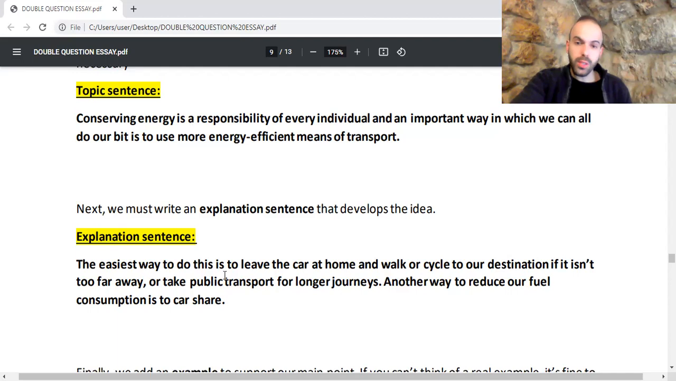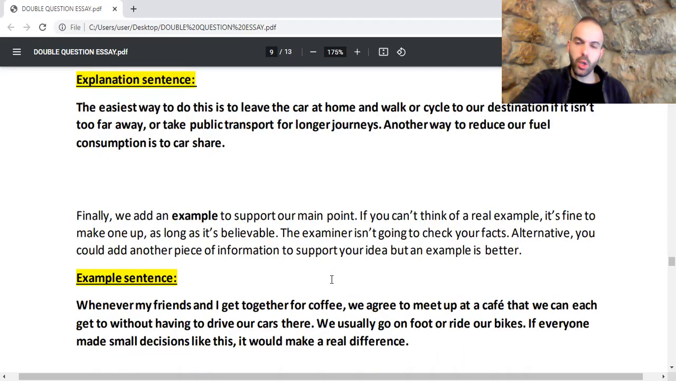The easiest way to do this is to leave the car at home and walk or cycle to our destination if it's not too far away, or take public transport for longer journeys. Another way to reduce our fuel consumption is to car share. Amazing explanation. Now, finally, we add an example to support our main point. If you can't think of a real example, it's fine to make one up as long as it's believable. I've told you this. The examiner is not going to check your facts. Alternatively, you could add another piece of information to support your idea, but an example is better.